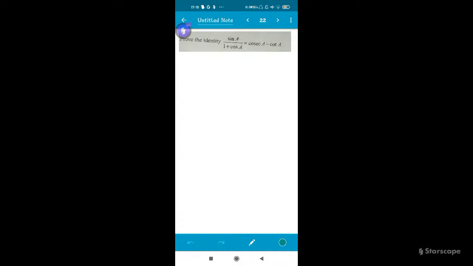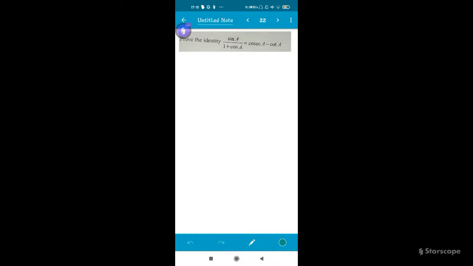So coming to the most awaited last question of our lecture today. So let's finish it off and let's end the session. So we have to prove that sin A by 1 plus cos A is equal to cosec A minus cot A. So let's see how do we do it. So we have cosec A and cot A. Do we see any similarity between cosec A and cot A?